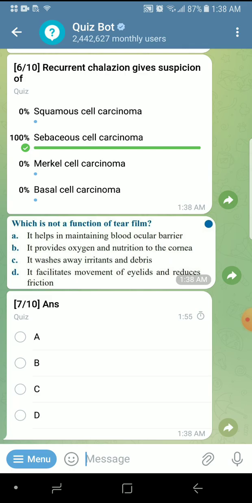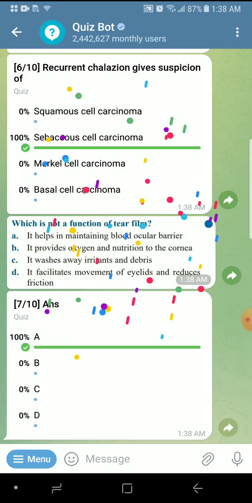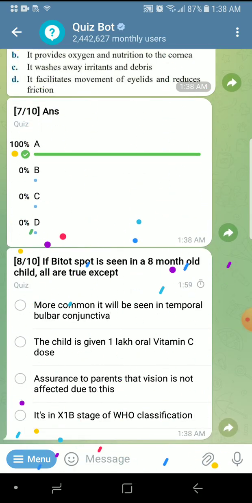Now there is blood. The blood-ocular barrier is not because of tear film. The rest are true statements. That's a straightforward question, and I asked the question previously also in previous quizzes. A slightly tricky question. It will help you to know that you should read the questions properly.